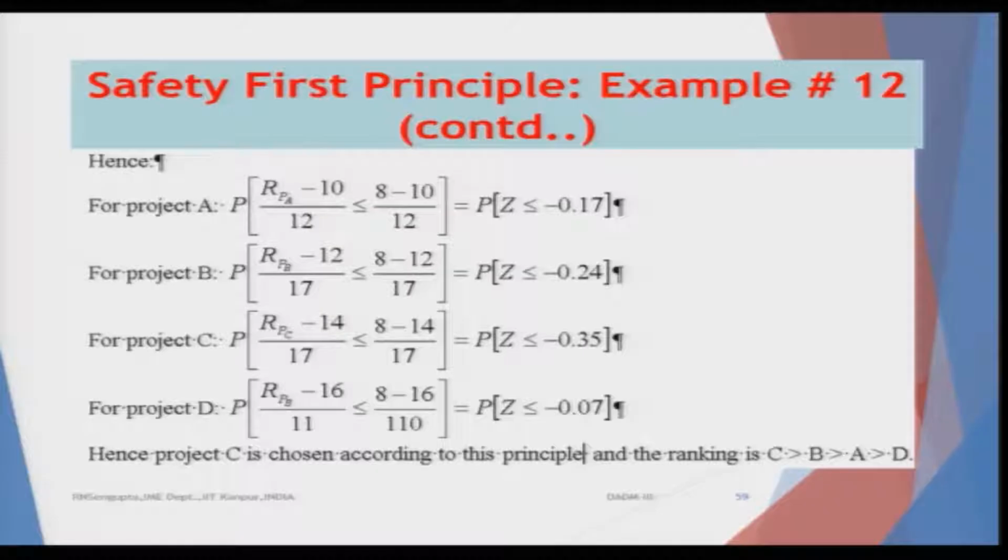So, once I have this, for project A, the value of standard deviate Z should be less than or equal to minus 0.17. For B, it should be less than or equal to minus 0.24. For C, it is less than or equal to minus 0.35. Similarly, finally for D, it is less than or equal to 0.07. So, if I find out the values, it would technically mean, if you are trying to find out the probabilities, that you will rank them considering how far the values would be on to the right. So, obviously, you will rank them as C is better than B, which is better than A, which is better than D.